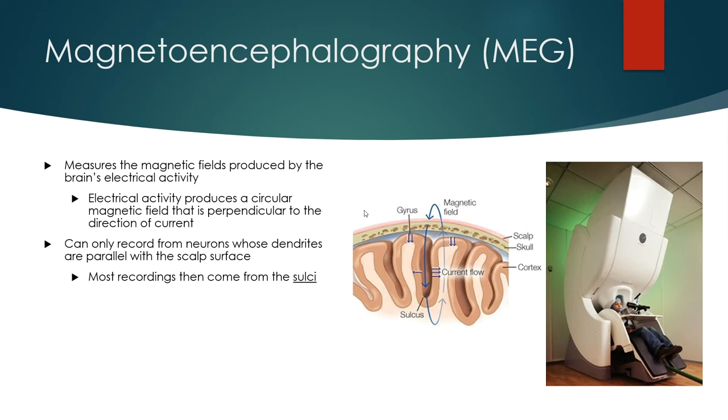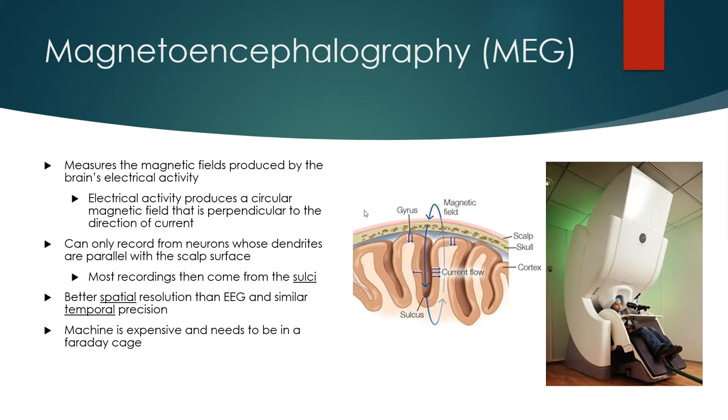So just like EEG, this has really good temporal precision. It's really good at telling us when things are happening. It has much better spatial resolution than EEG, but it has some inherent limitations. It can only pick up stuff that's happening in the sulci. It can't really differentiate stuff that's coming from deeper down in the brain. So it's a really cool step in the right direction because we're starting to tackle that spatial and temporal problem. We're able to know where in the sulci this is coming from, but it's definitely not perfect.